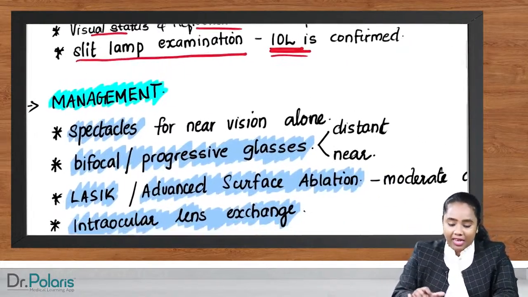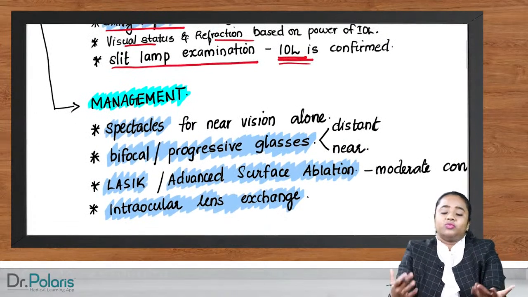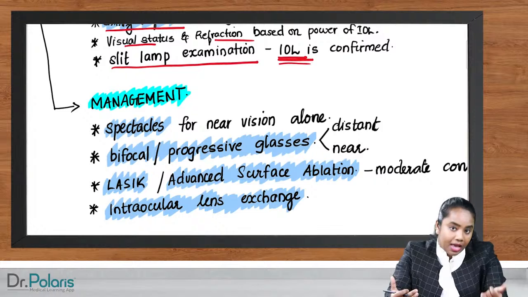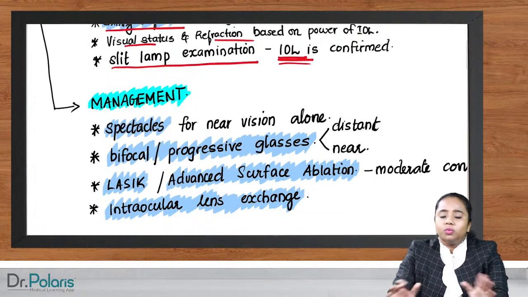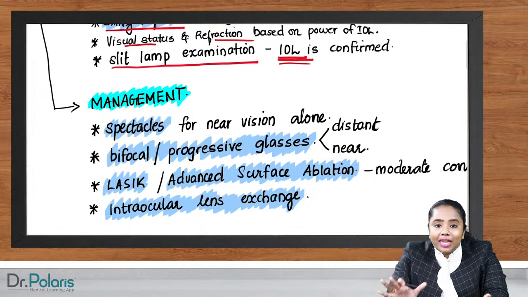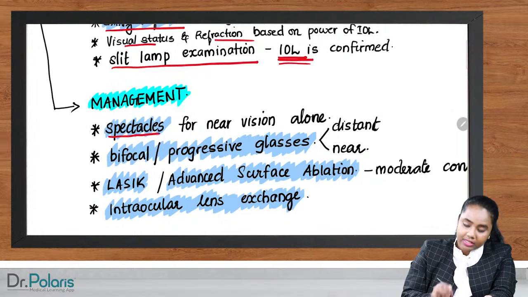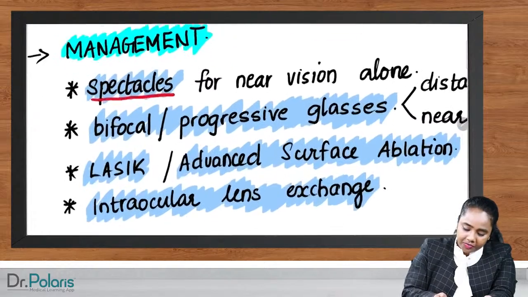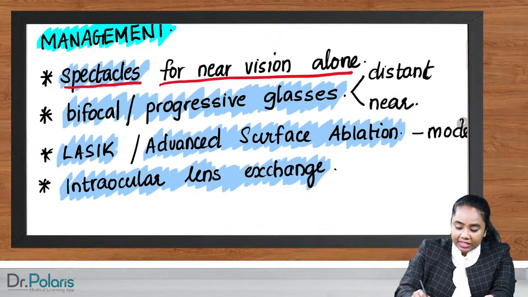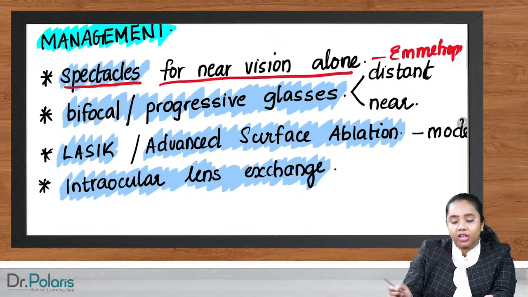Now coming to the management, how do you manage? We already discussed, we know there are 3 types of pseudophakia, starting with emmetropia, consecutive myopia and consecutive hypermetropia. So emmetropia, we know everything is fine, it is the ideal situation. The patient will require glasses only for what? Near vision. So here spectacles is the first thing where you can give treatment. Management starting with spectacles for near vision alone. Mainly it is seen in emmetropic condition, so that is where you see it.